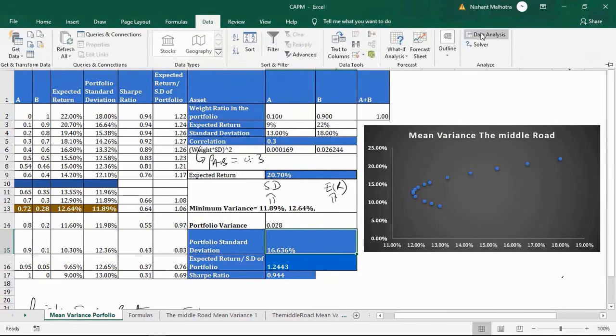Then you go to data and select Solver. From data, it's just down at analysis. It depends on which version you're using. Mine is 2016, so it would vary exactly where Solver is. You select the Solver function.